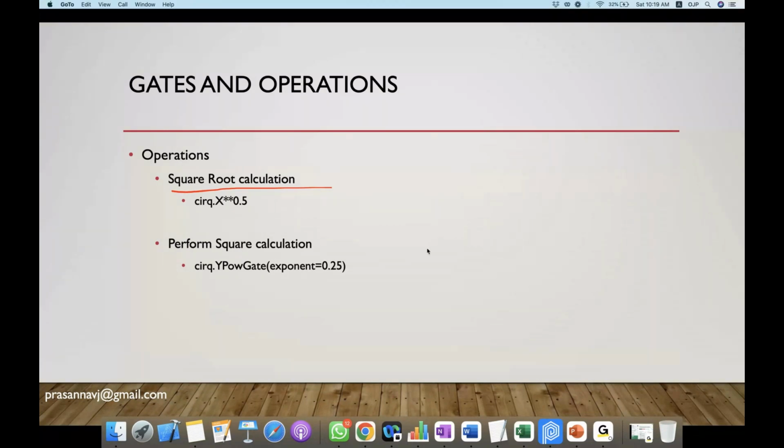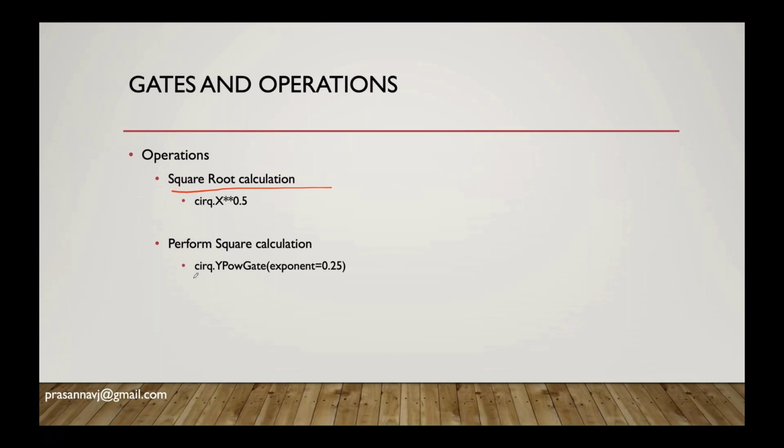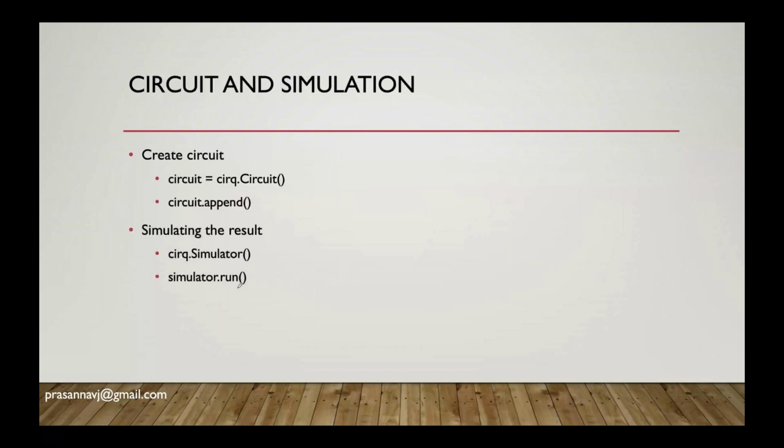So here is how you actually do a square root calculation, and also here is how you do, say, a power gate. You want to do it on the Y gate, with an exponent of 0.25. That also can be done using the operation. So these are some of the gates and the operations that we looked at. And before I go into it, I'll just explain the circuit as well, and then we can directly see the demo.